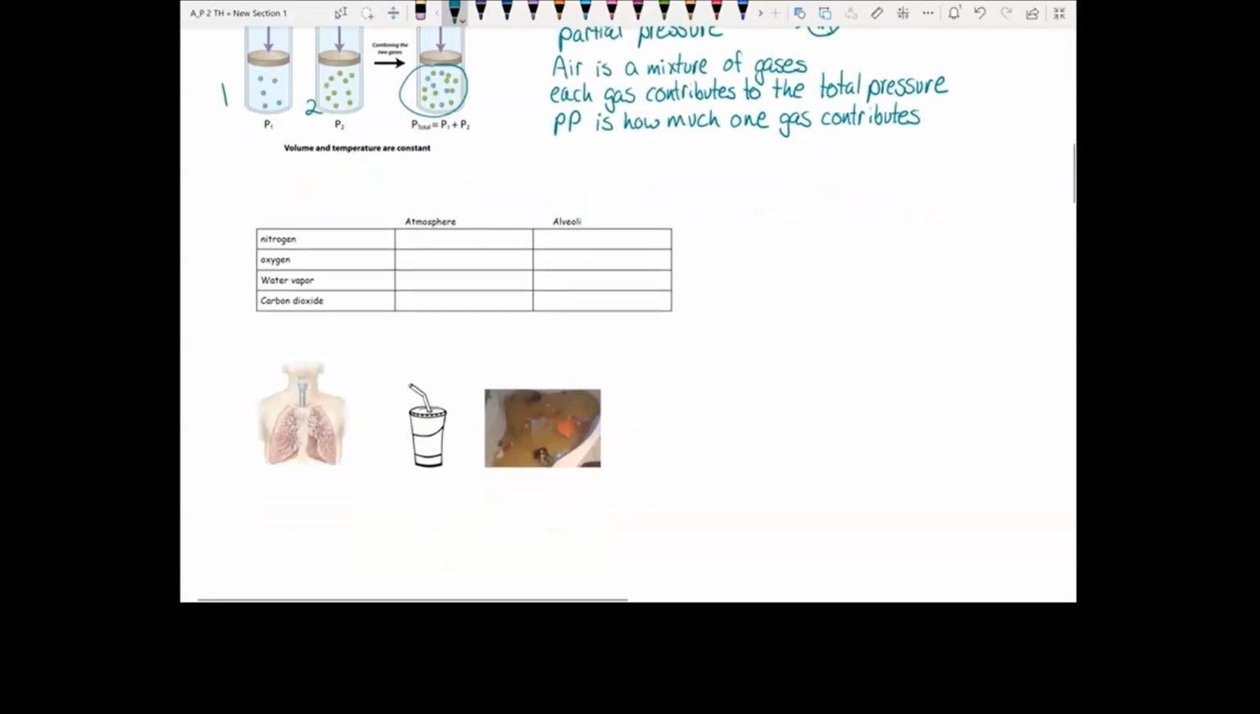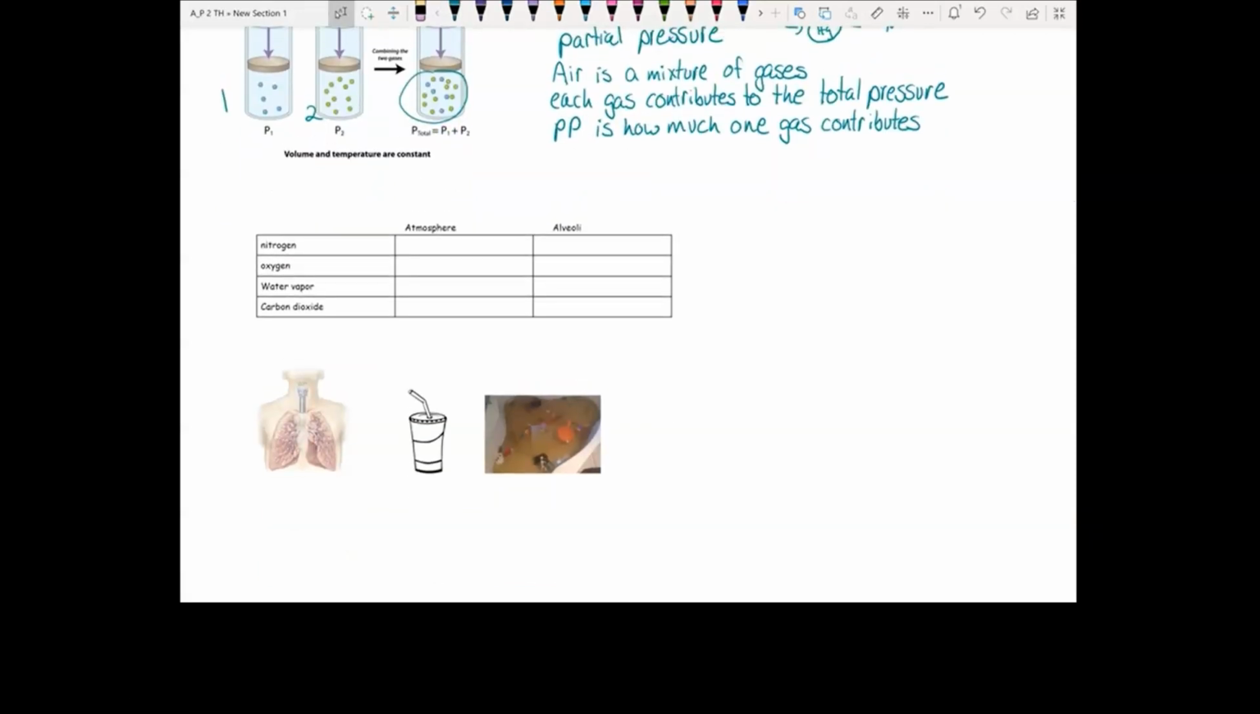Okay, if we look at the air that you're breathing, the air you're breathing is mostly made of nitrogen, oxygen, water vapor, and carbon dioxide. Nitrogen is the biggest part of air. Nitrogen is 78.6% of the air you're breathing. Oxygen is next. Oxygen is 20.9%. Water vapor is 0.46%, and carbon dioxide is 0.04%.